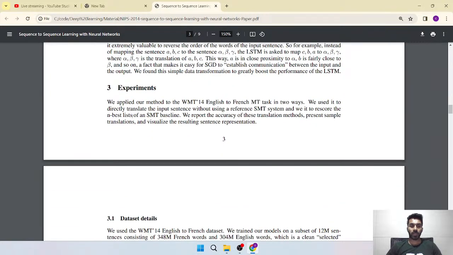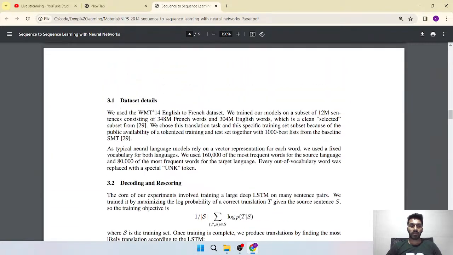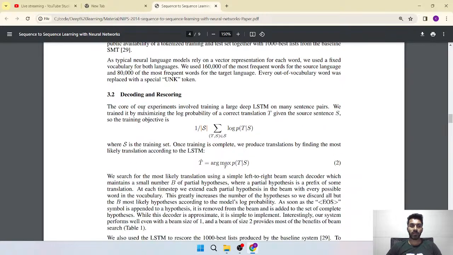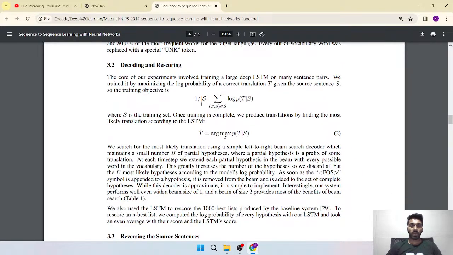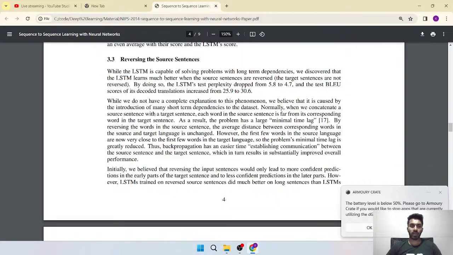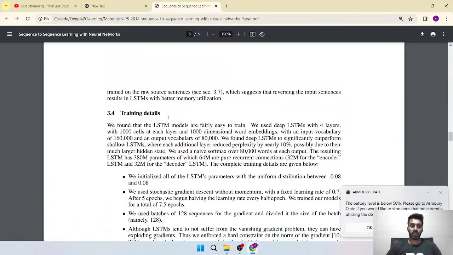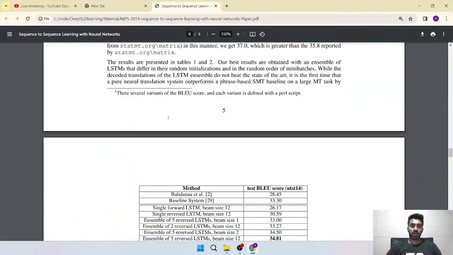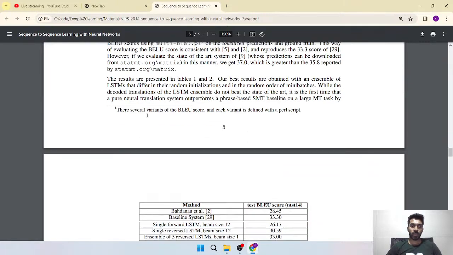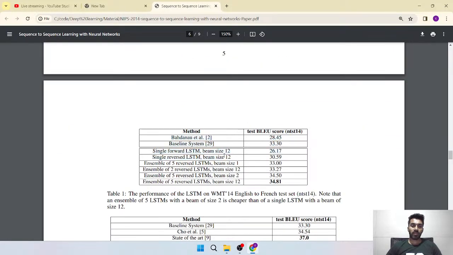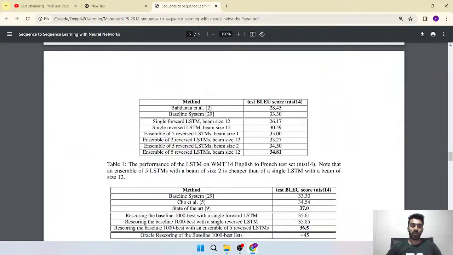Now the experiment is coming, with dataset details: they selected 304 million English words to train on, and then decoding and scoring. This is the log function, something like that. Reversing the source sentence, and okay. So these are the findings, we can say the result of this model.